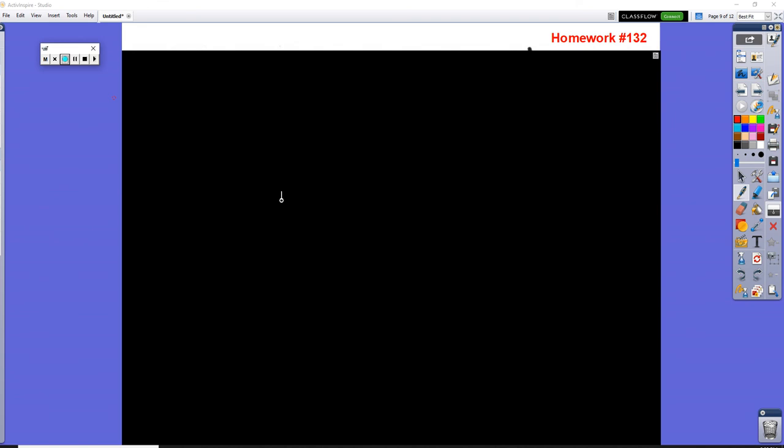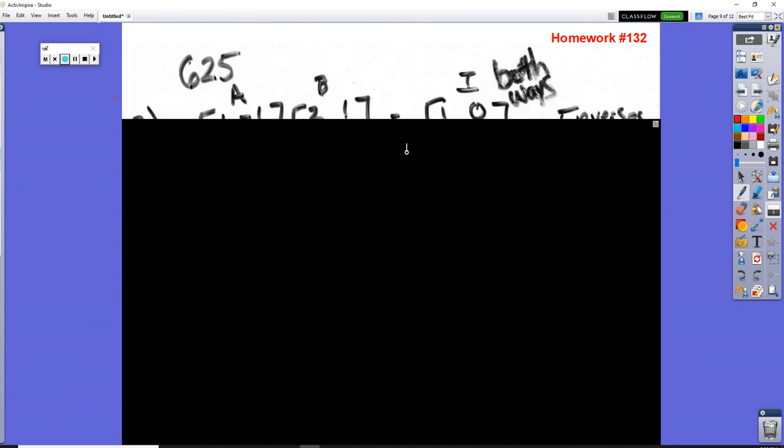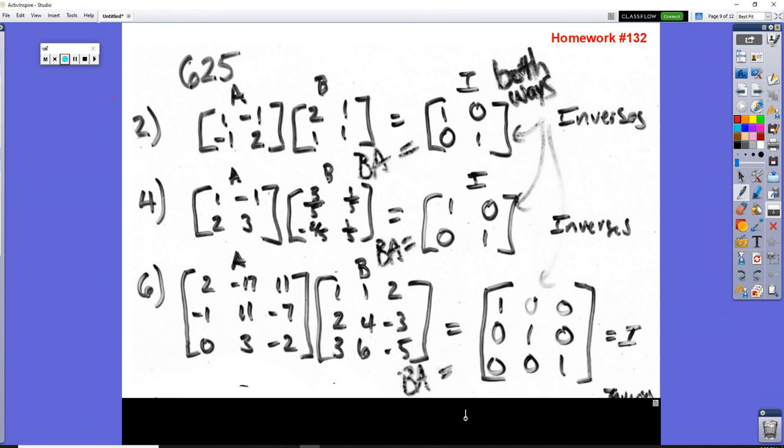So with homework number 132, we're not really learning anything new, but we're learning how to expand what we've already learned out to having 3 rows and 3 columns. So the first 3 problems, problems 2, 4, and 6, were ones where they gave you 2 matrices and asked you to prove whether or not they're inverses. Remember the plan for that, whether you have 2 by 2s or even 3 by 3s, your goal is you want to multiply the 2 matrices together and show that it turns out to be an identity.